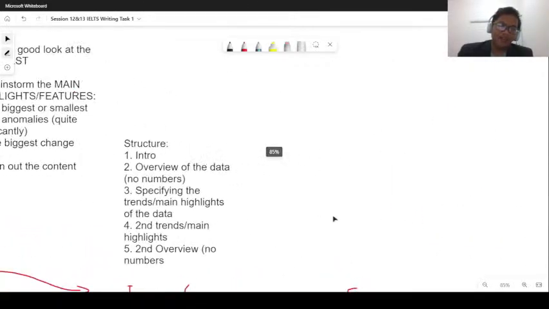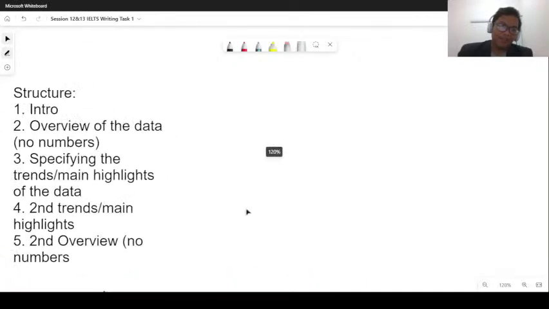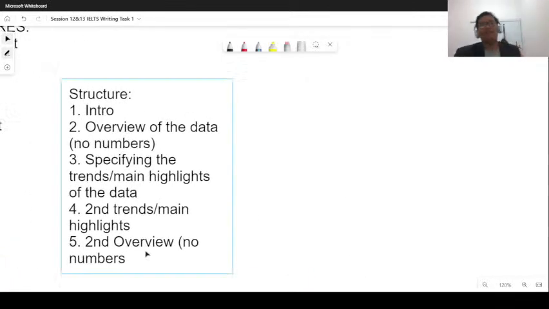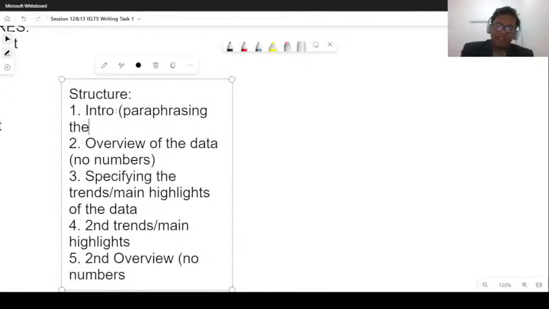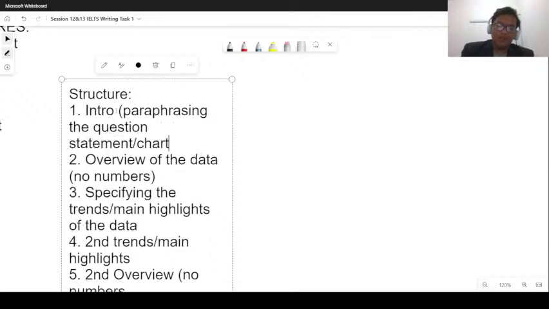So it's recommended to write five paragraphs, but if you only manage to write four, that's completely fine. The first paragraph should be the introduction. Remember, this is only paraphrasing the question statement, or the chart production.